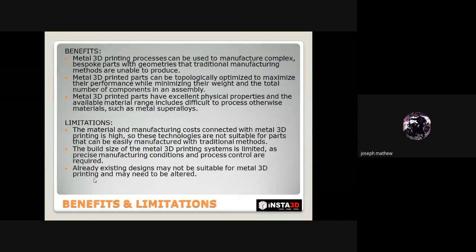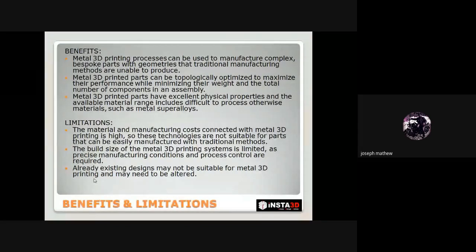The material and manufacturing costs connected with 3D printing are very high. So this is not used for basic purposes. Only people who are going for research, or a research organization, like a space research organization, can use these techniques to make complex geometries out of a metal 3D printer.